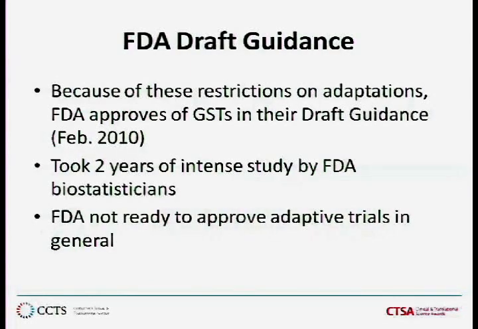We know from inside information that it took them 2 years to put this report together. Biostatisticians were meeting every couple of weeks, trying to look at all the literature, decide what they were going to say to the pharmaceutical industry, because of course that's their main concern. There's some way that the pharmaceutical industry can use adaptive trials to their advantage, and all of the rest of us will get lost in the complexity of the trial. A drug would be approved for no good reason. FDA is not ready, therefore, to adopt adaptive trials in general.